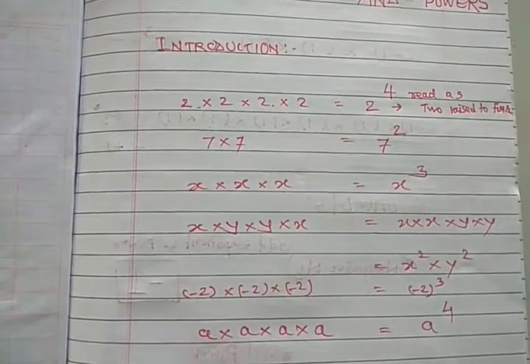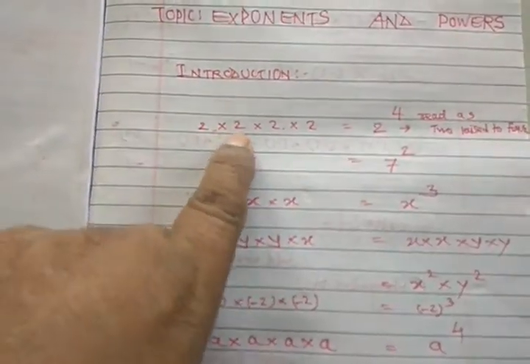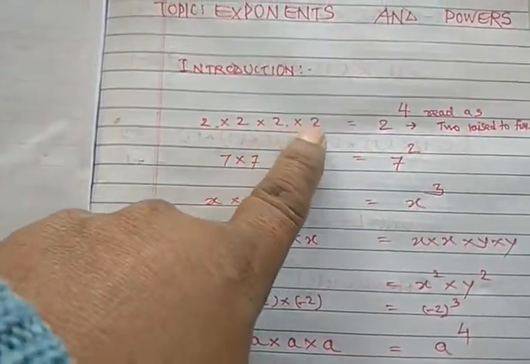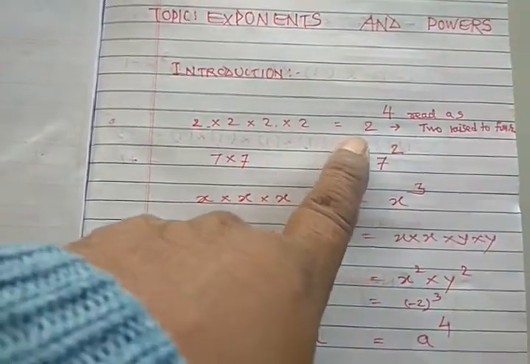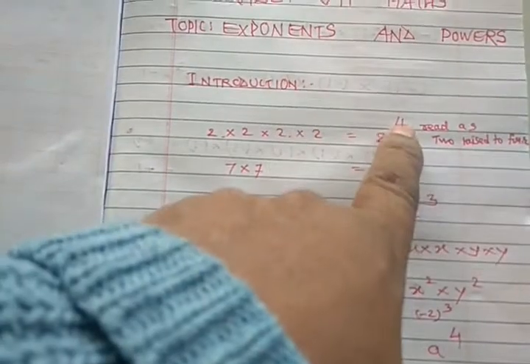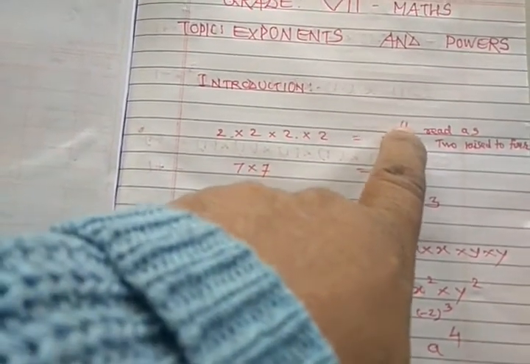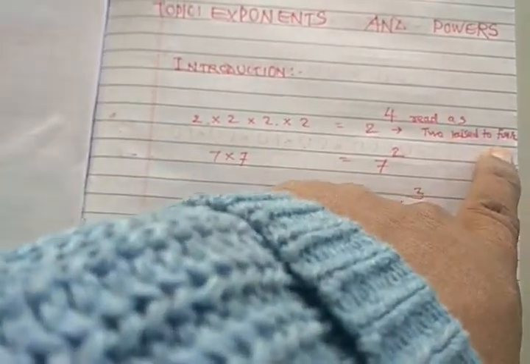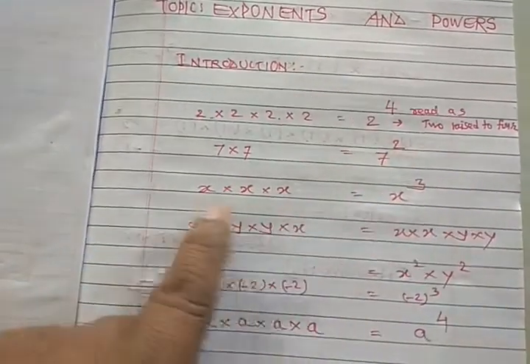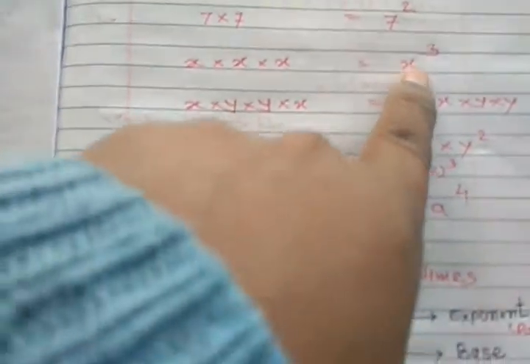Start from the introduction. Students, 2 multiplied by 2 multiplied by 2 multiplied by 2 means how many times? 1, 2, 3, 4 times you have written. So you can write this 2, and whatever number of times you have written it, you put that number in the top position. So 2 raised to 4. 7 multiplied by 7 is read as 7 raised to 2. x multiplied by x multiplied by x is equal to x raised to 3.